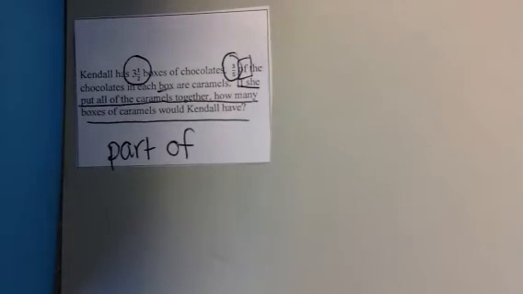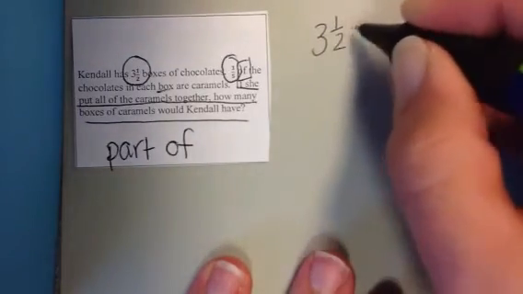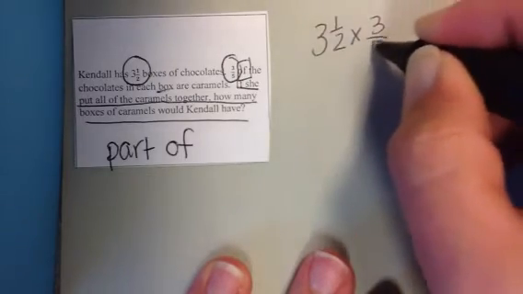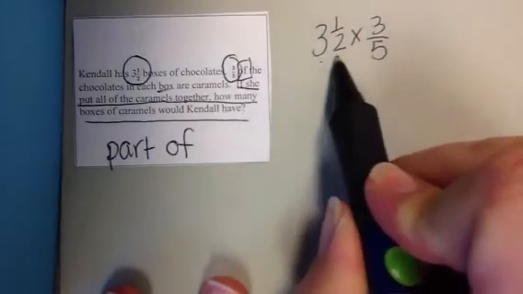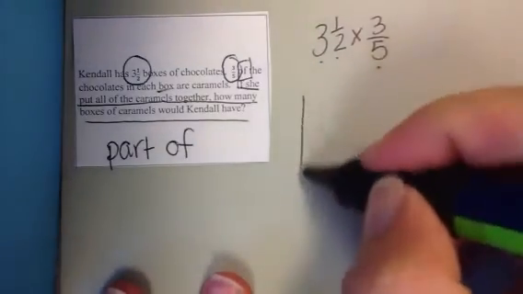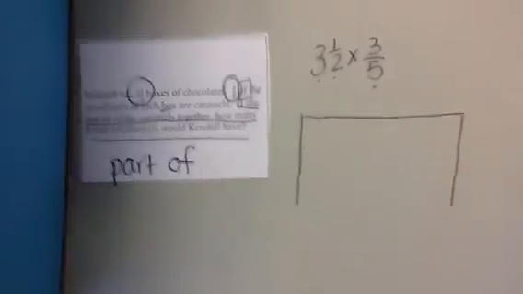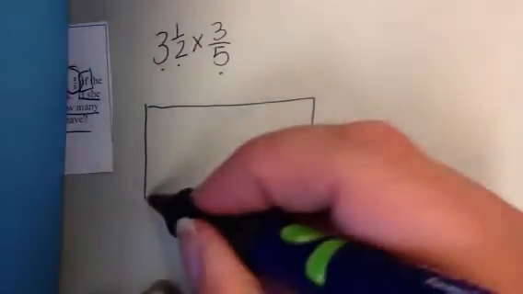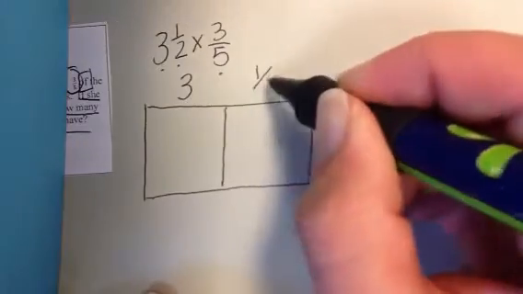So when you have these problems and you hear in the problem, is it asking me to do part of something? That means multiplication. So here's my problem. 3.5 times 3/5. So I have 2 parts and just 1 part. So I have to make one of them be, let me scoot my paper over. I'm trying to zoom in for you here so it's a little easier to see. 3 parts, half a part.